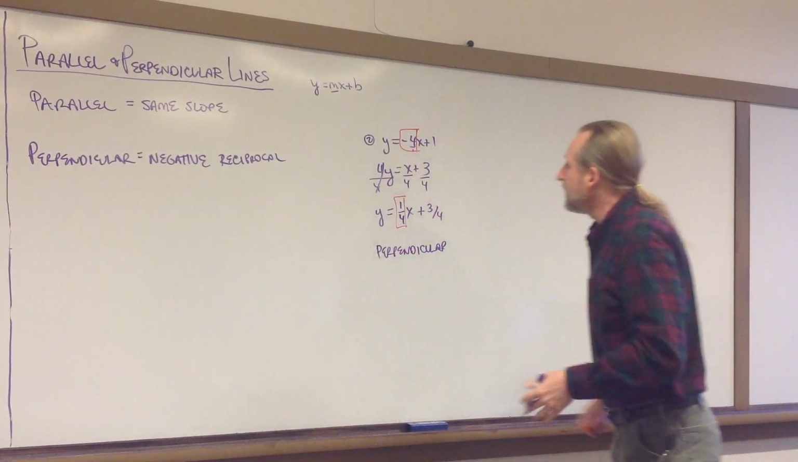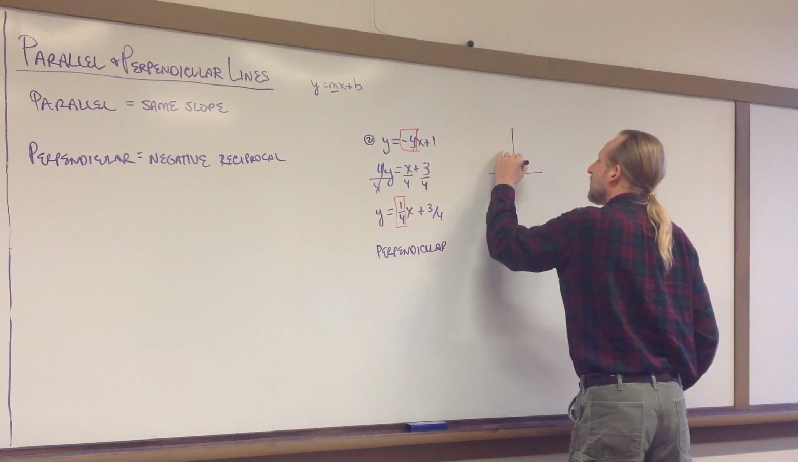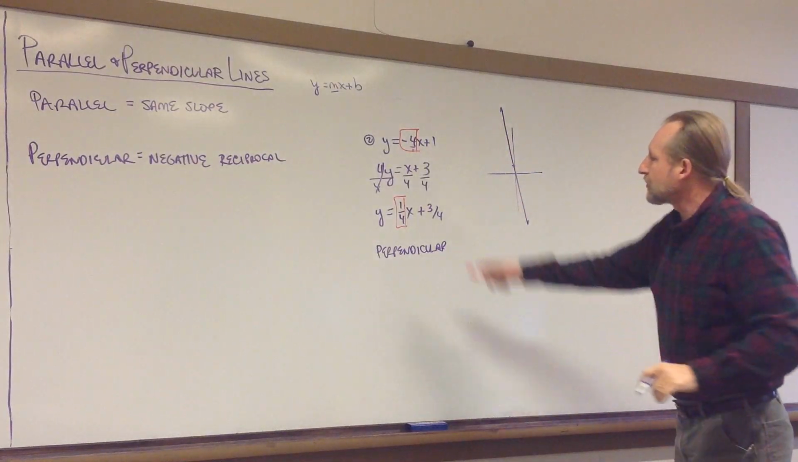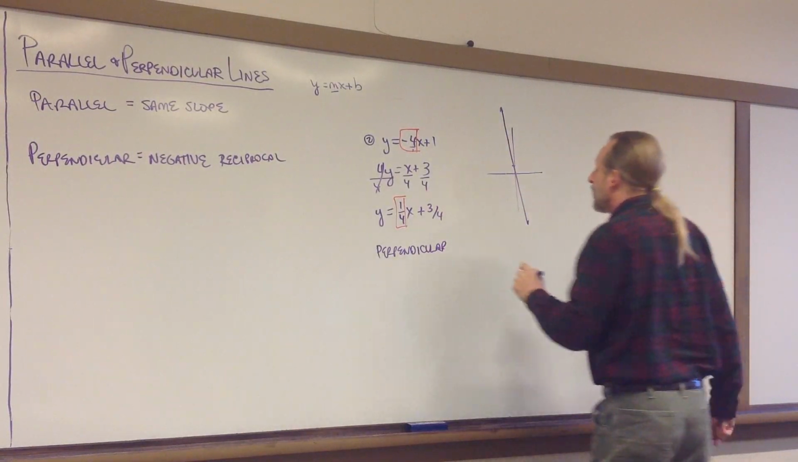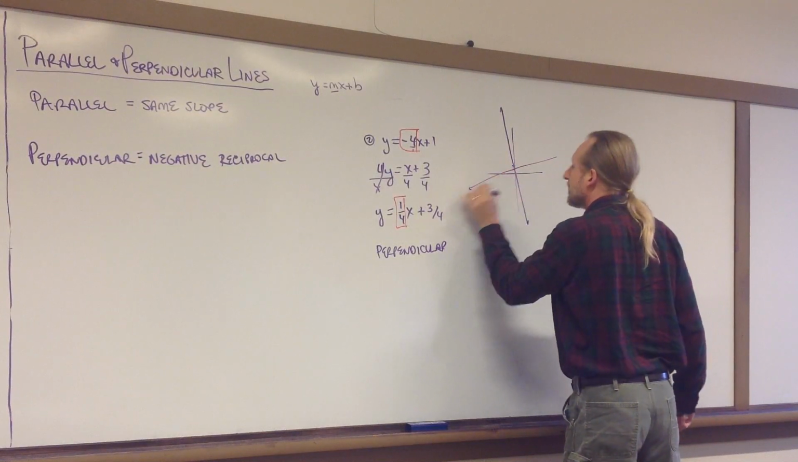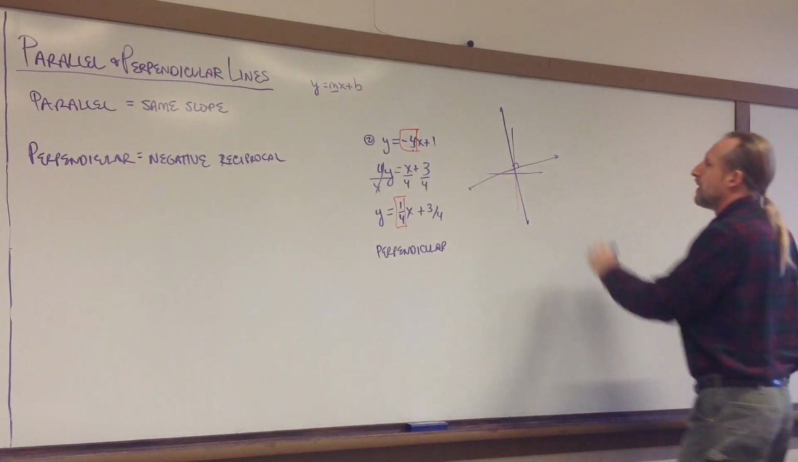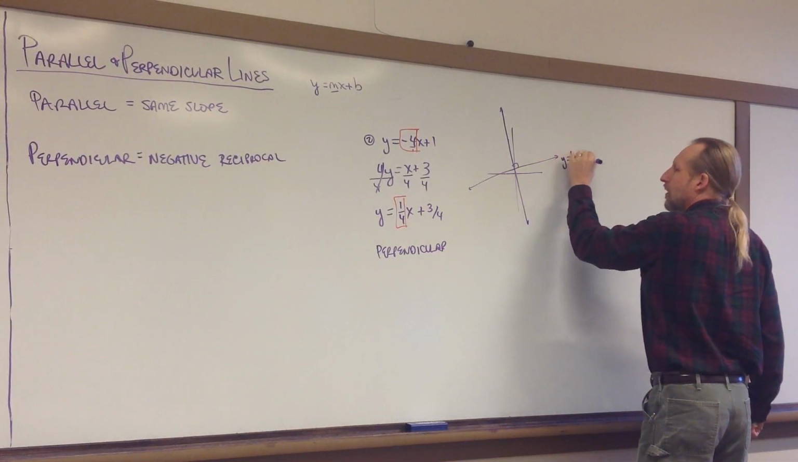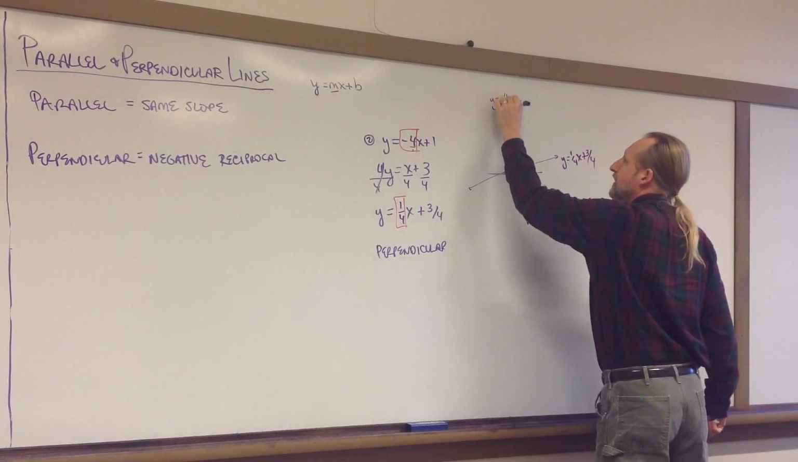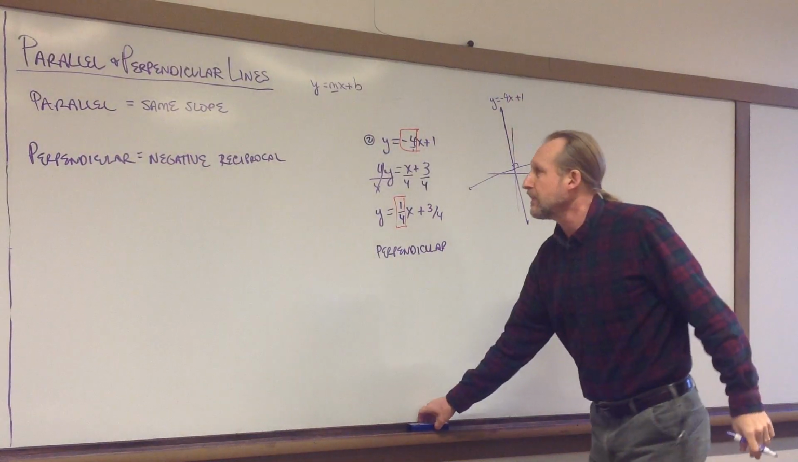And you don't have to graph these, but let me just draw a little sketch here. Negative 4x plus 1 would look something like that. This one, positive 1/4 x plus 3/4, is going to be something like this. I'm cheating a little bit because I know that they're perpendicular, but this is essentially what we would see. So there's the positive 1/4 slope, and there's the negative 4 slope. Okay, and those two lines are perpendicular to each other.